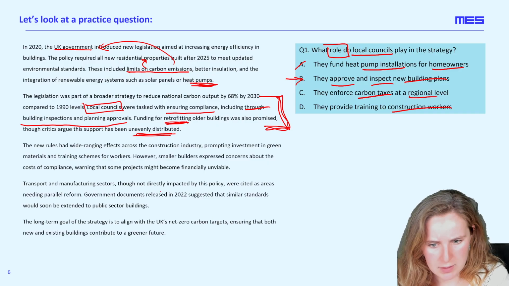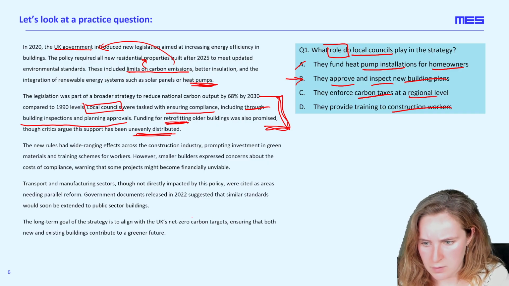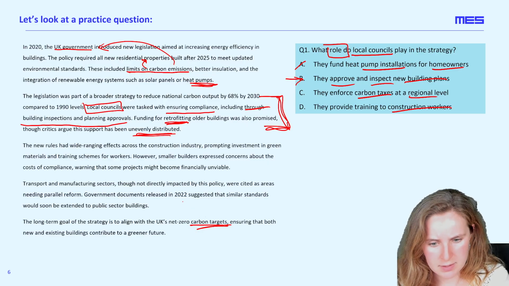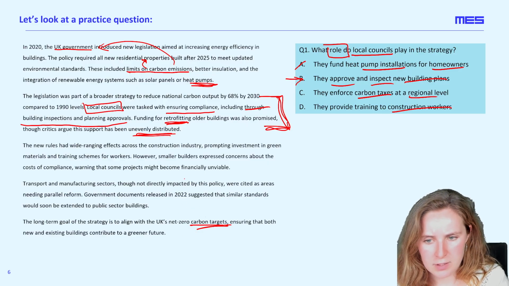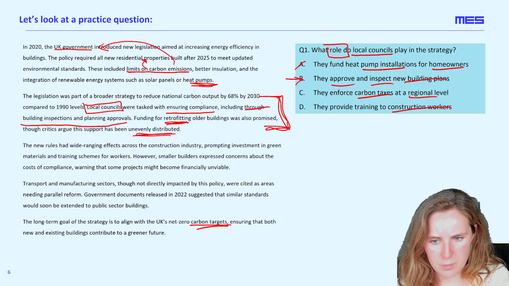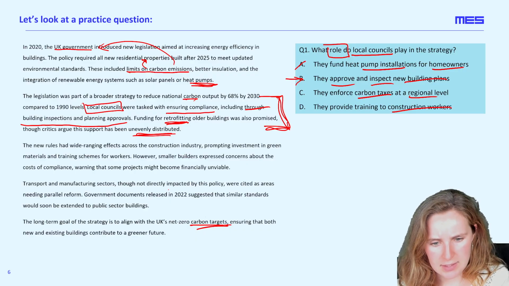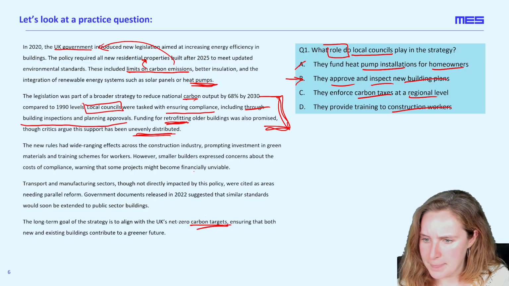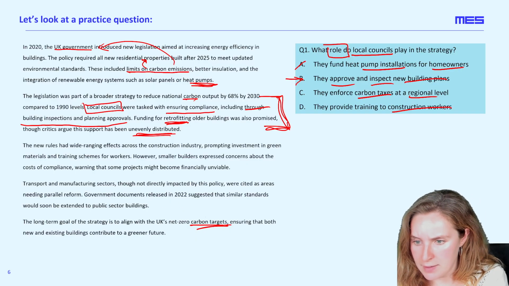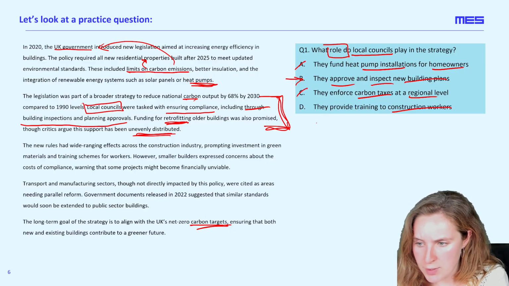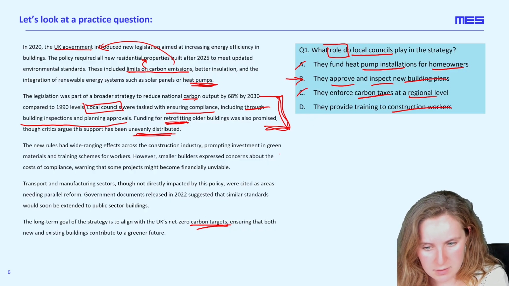And we're still looking for carbon taxes or carbon targets. Again, we're not seeing what we are looking for. Though the word carbon appears, we can't see anything about them being taxed by the local councils. So no. And then training to construction workers.